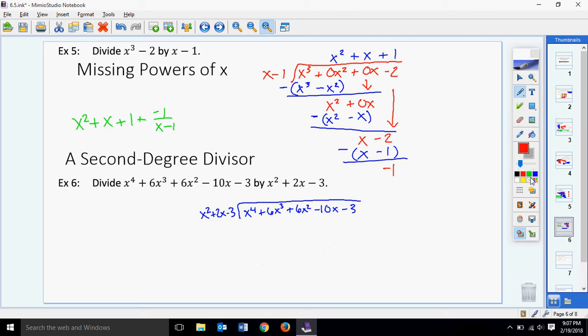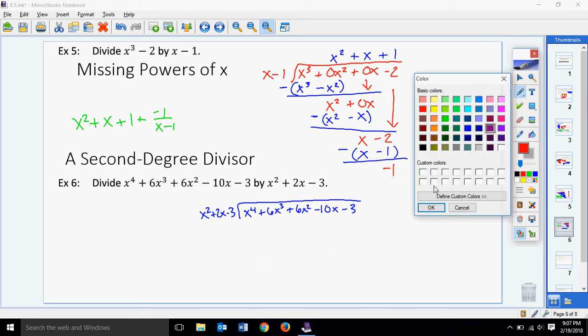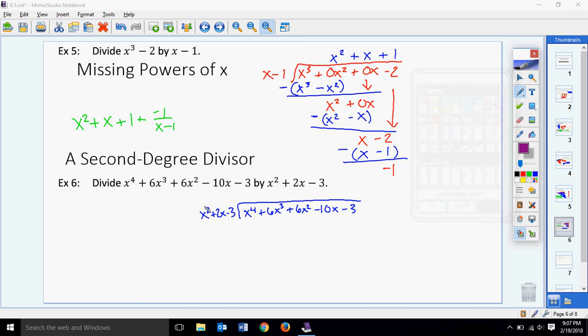So let's follow our same order here. We're checking only the first term, so the x squared. What do I need to multiply it by to get x to the 4th? I need to multiply it by another x squared. So I want to put that above the x squares. I'm not going to put it above the x cubes or the x to the 4th. x squared goes above x squared.